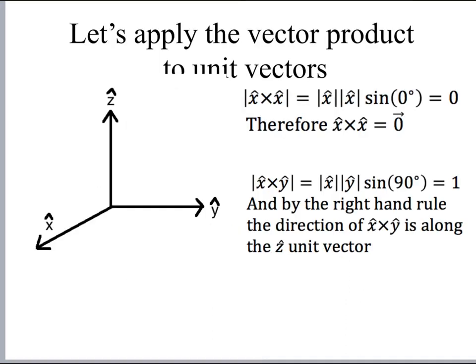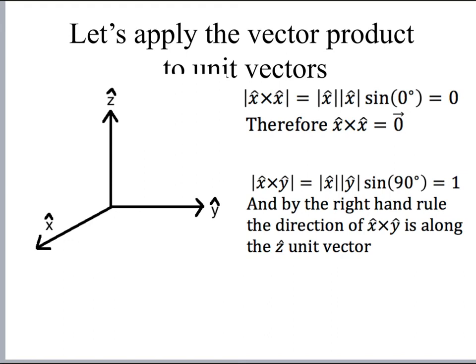Now, we want to look at applying this approach to unit vectors just like we did with the scalar product. If you remember, when we looked at the scalar product, we looked at how to use the definition and apply that to different unit vectors. So x hat cross x hat, x hat cross y hat, x hat cross z hat, all the possible combinations. How do we do that?